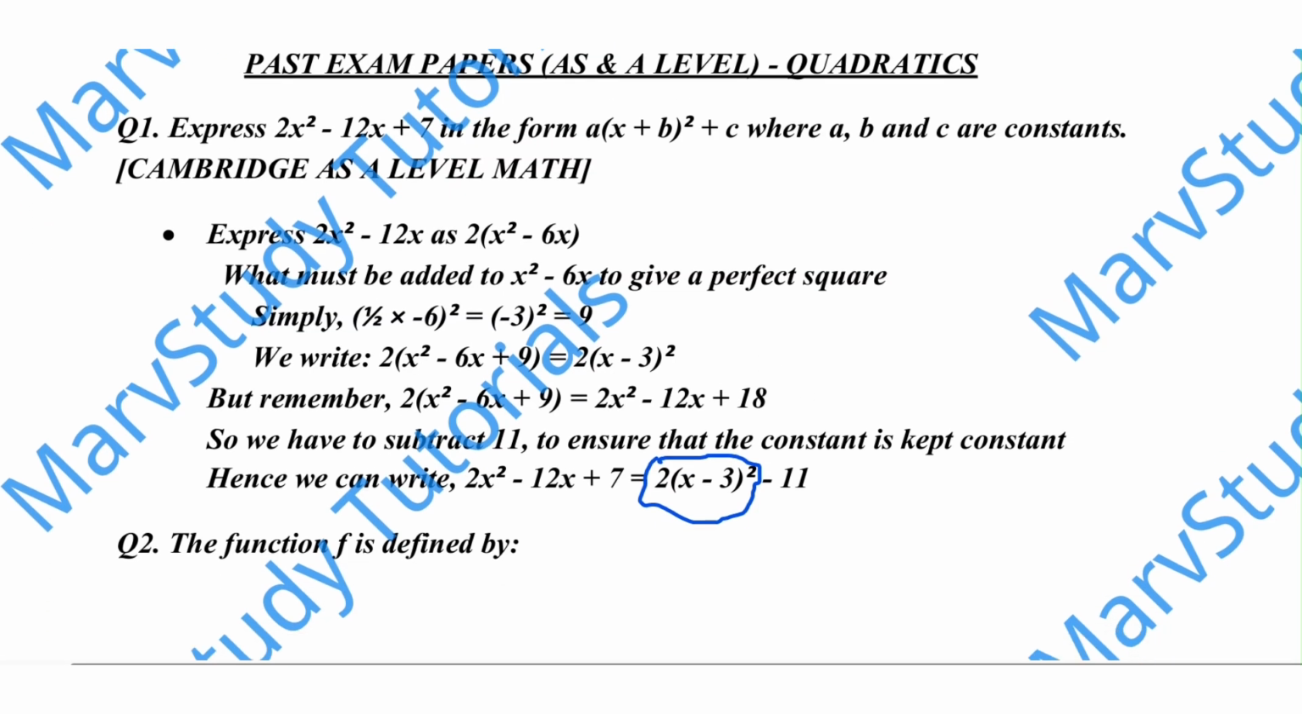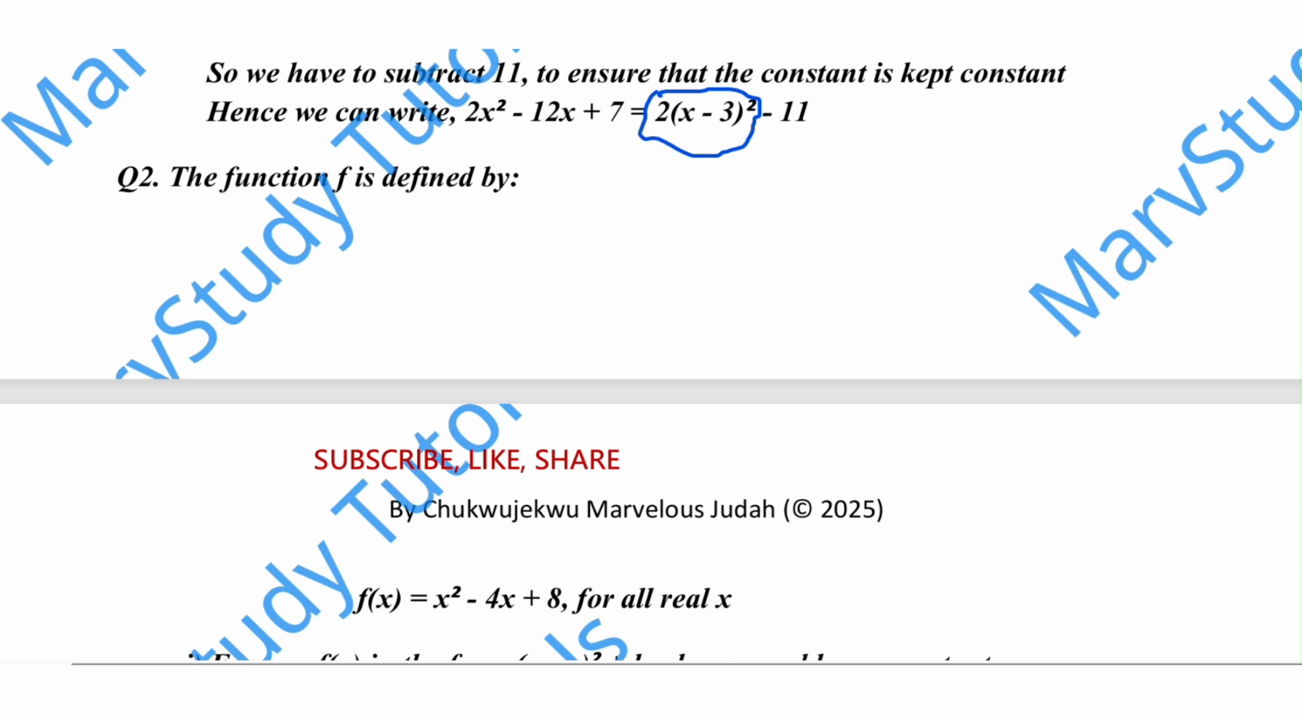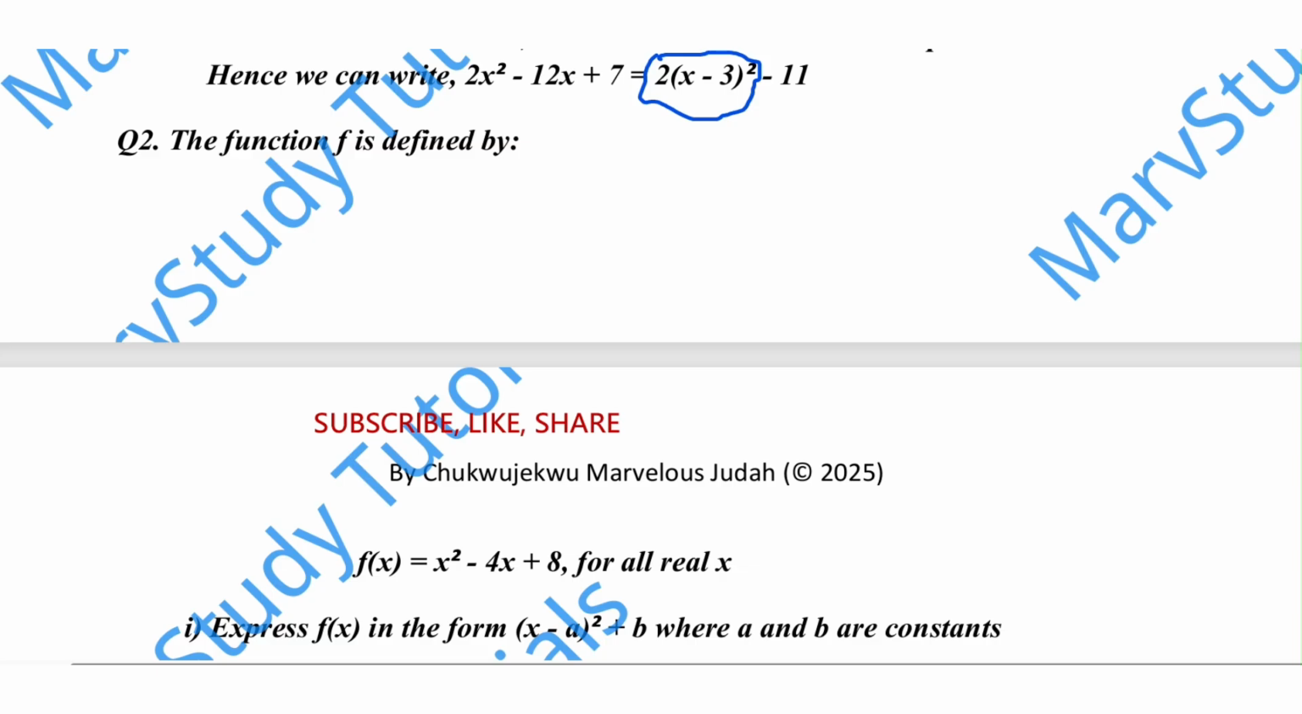Nice. So question number 2, you could attempt it. You could pause the video. This is the question. F of x equal to x squared negative 4x plus 8 for all real x. And the question says, express f of x in the form of x negative a all squared plus b, where a and b are constants. That's what they're asking us. So they want us to express in terms of a perfect square. You can pause the video and attempt from all you have learned and do this on your own, and then cross-check whether your answer is correct or not.